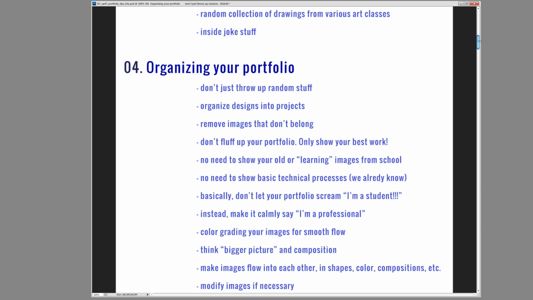Next, which follows that up, is organize designs into projects. Group stuff so it's easy for us to see. It's like, oh, good, this is a fantasy project you worked on, and here's a real world project you worked on. Here's a science fiction project you worked on. So it's not just a random collection of this and that all over the place that we can't figure out exactly what you did on these projects. So yes, organize them into projects.